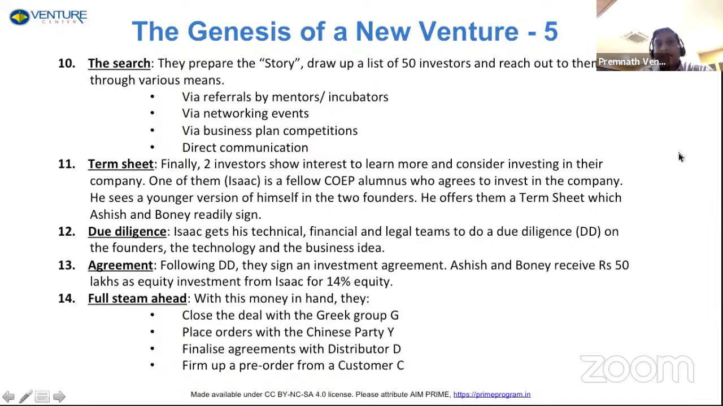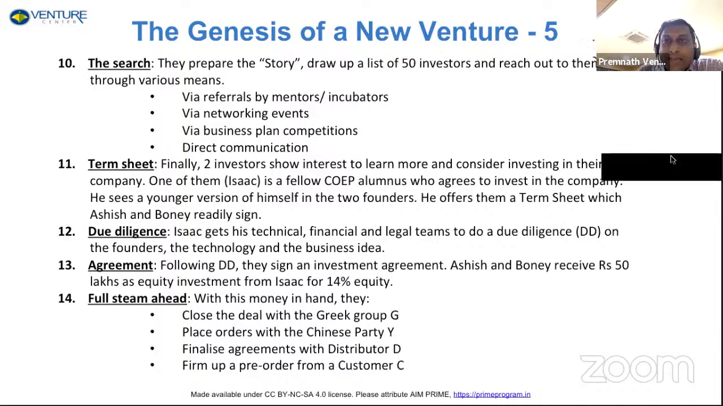One of them, Isaac, happens to be a fellow COEP alumnus, okay, who agrees to invest in the company. He sees a younger version of himself in the 2 founders, and he offers them a term sheet, which Ashish and Boni readily sign. Okay, so he says, "I'm willing to invest."